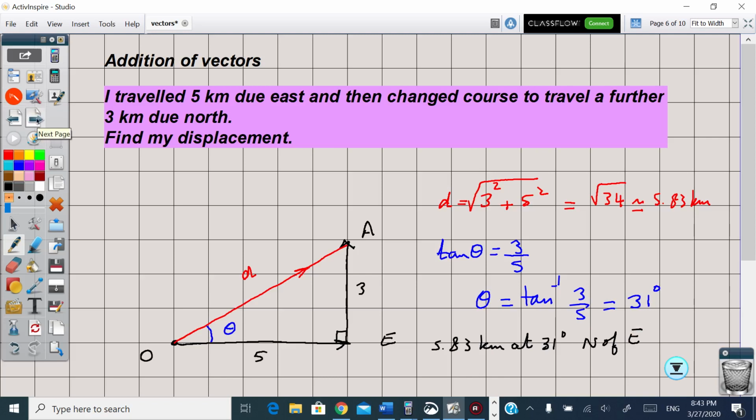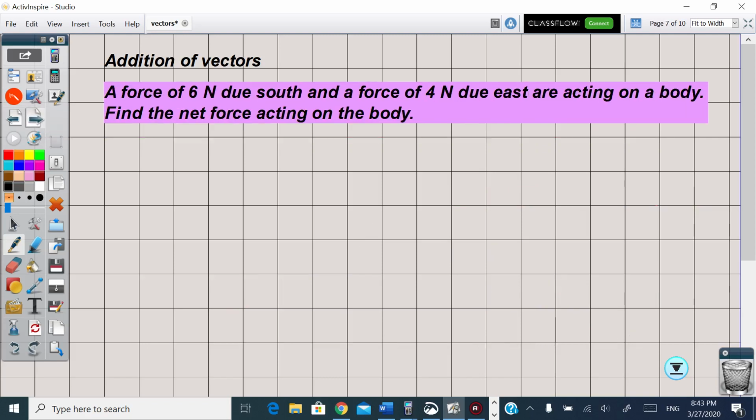A similar situation can be represented with forces. Let's say we have a body and a force of 6 Newtons is acting on it due south. So 1, 2, 3, 4, 5, and 6. This is the first force. And the other force acting on the body is 4 Newtons due east.